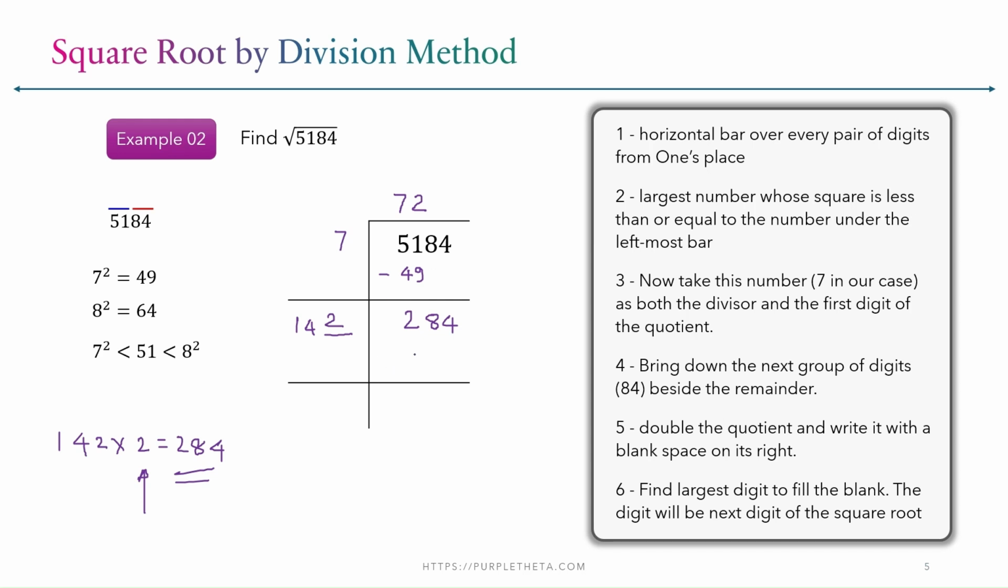And 142 multiplied by 2 is 284. I will add a minus sign, and we get a remainder of 0, right? And since the remainder is 0 and no groups are left, therefore the square root of 5184 is equal to 72, right?